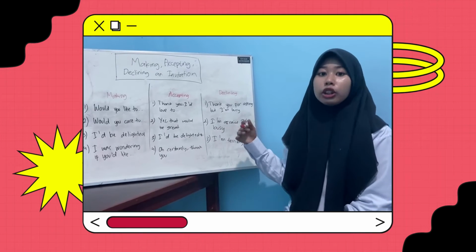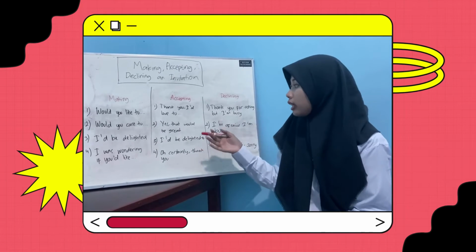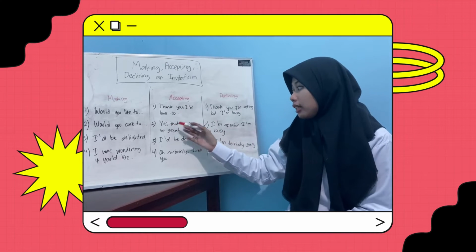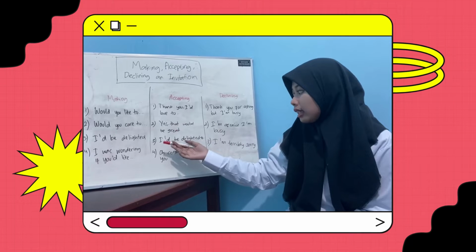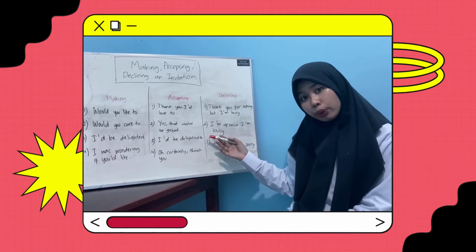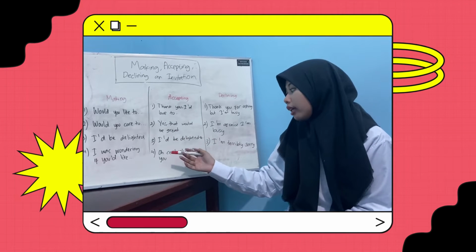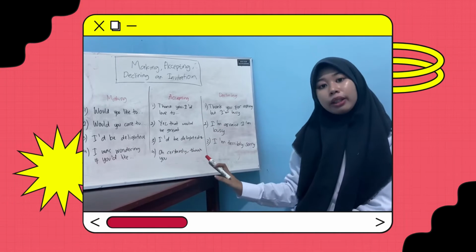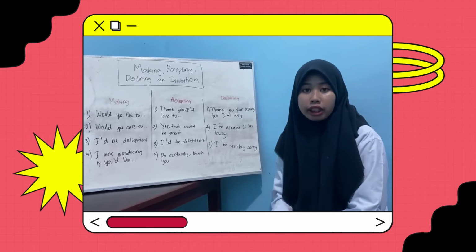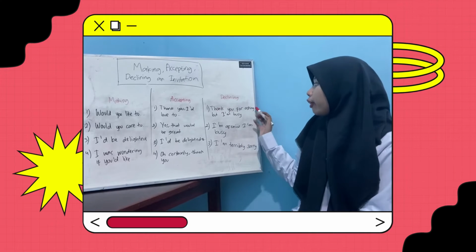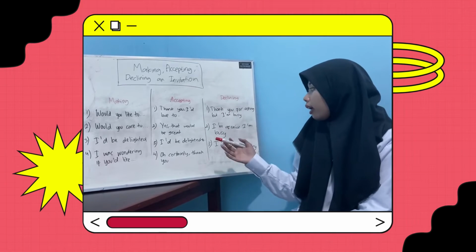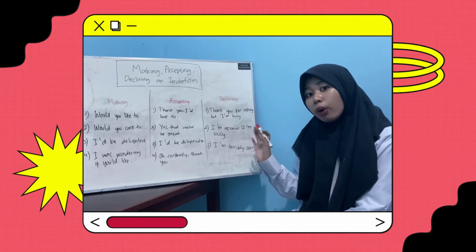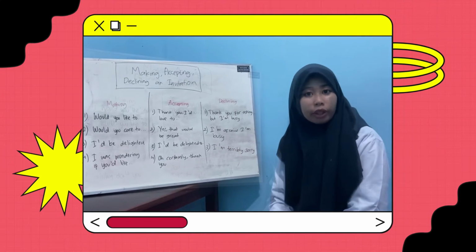And then when you want to accept that invitation, you can say thank you, I'd love to. And the second one, yes, that will be great. And next you can say I'd be delighted to. Or maybe you can say alright, certainly, thank you. But when you want to decline that invitation, you can say thank you for asking, but I'm busy. And you can also say I'm afraid I'm busy, or you can say I'm terribly sorry.